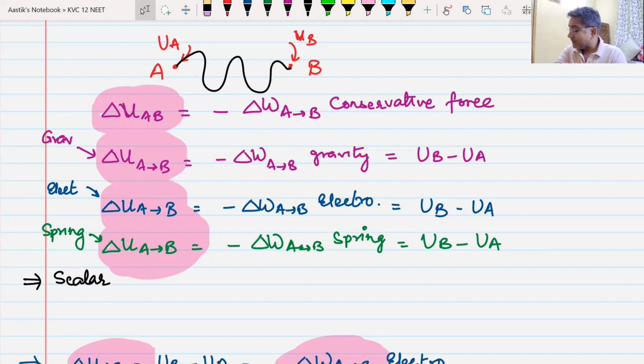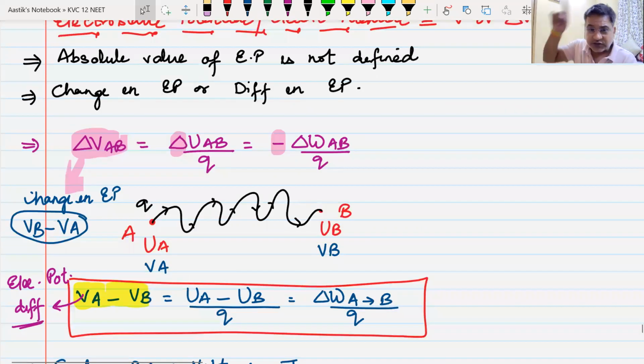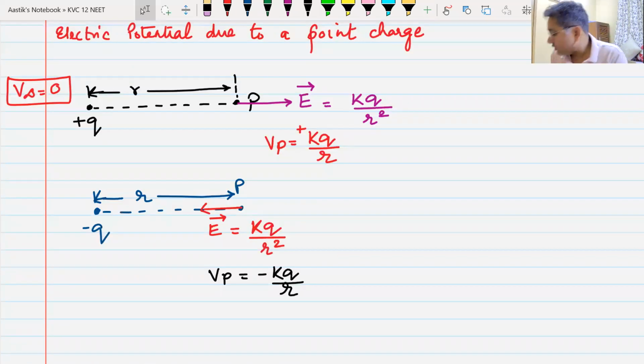If you divide this change in electrostatic potential energy by the charge which is moving, you get the change in electrostatic potential, or the difference in electrostatic potential: Va minus Vb is Ua minus Ub divided by q. Do we remember this? Yes or no?